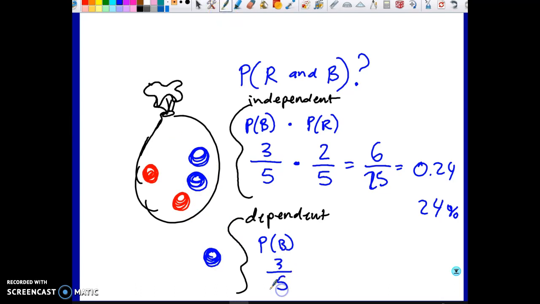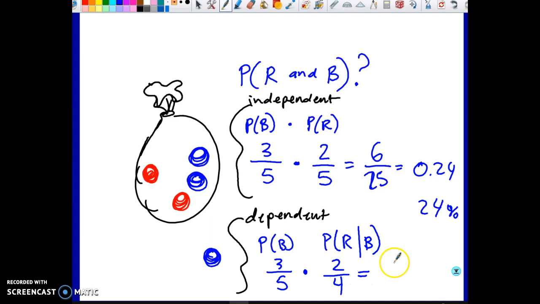But let's say I don't put it back into the bag. Now the probability that I get a red, given that I've already taken out a blue, is what? Now that I've already taken this one out, how many red marbles do I have? Well, there are 2 red marbles, but how many total are left in the bag? 4. So then I multiply those together.